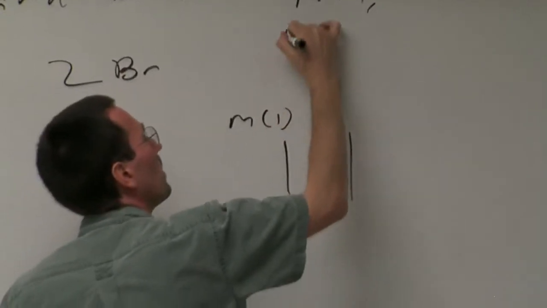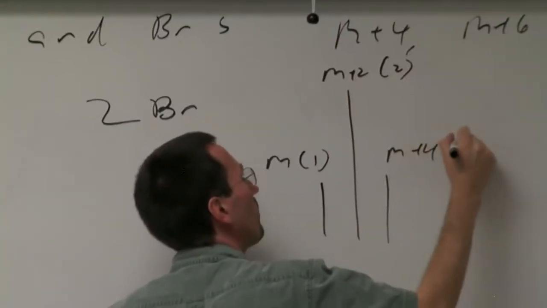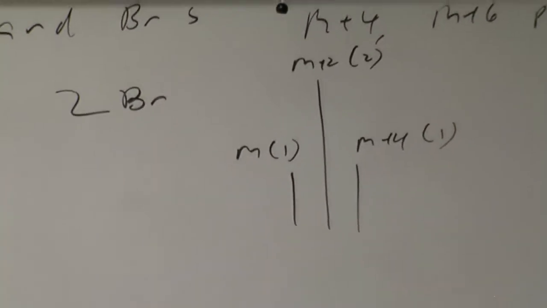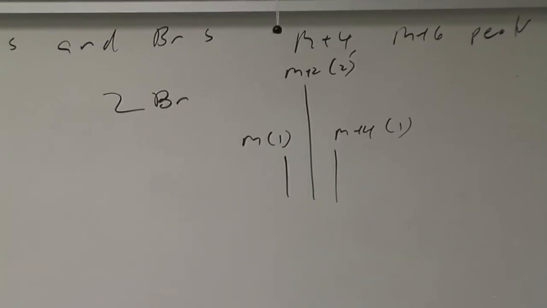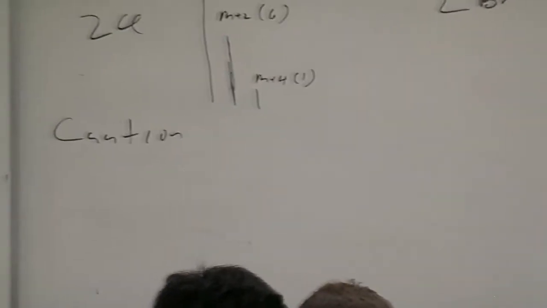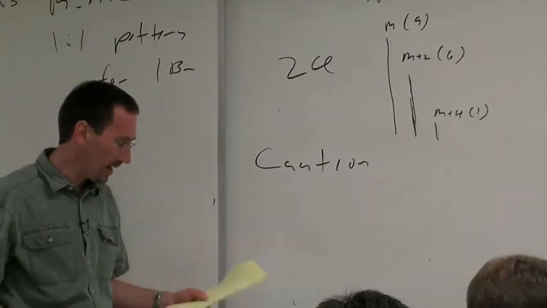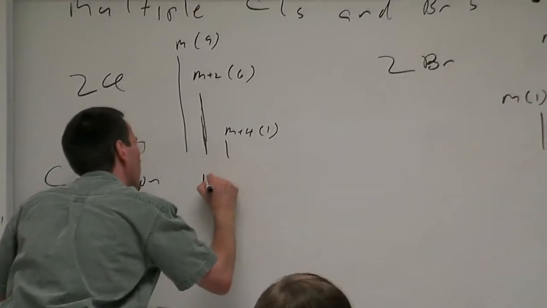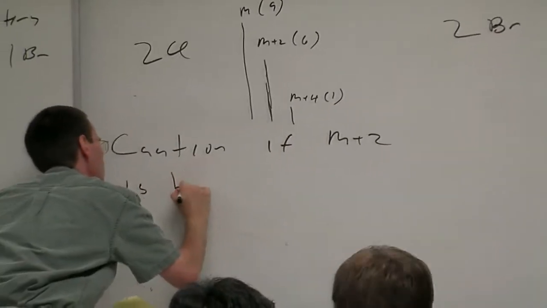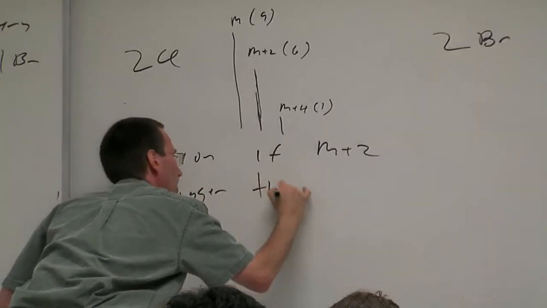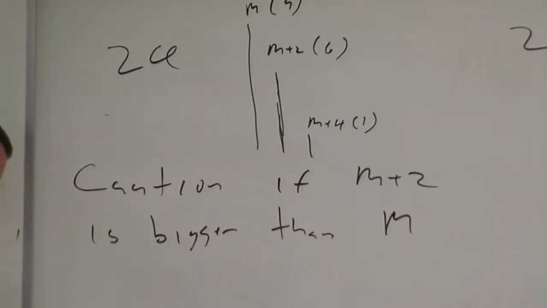Your M, M+2, and your M+4. And so there's a caution here. The caution is that in polyhalogenated compounds, if M+2 is bigger than M, you might not even recognize M. So I'll say caution, if M+2 is bigger than M, you might think it's M and get confused.